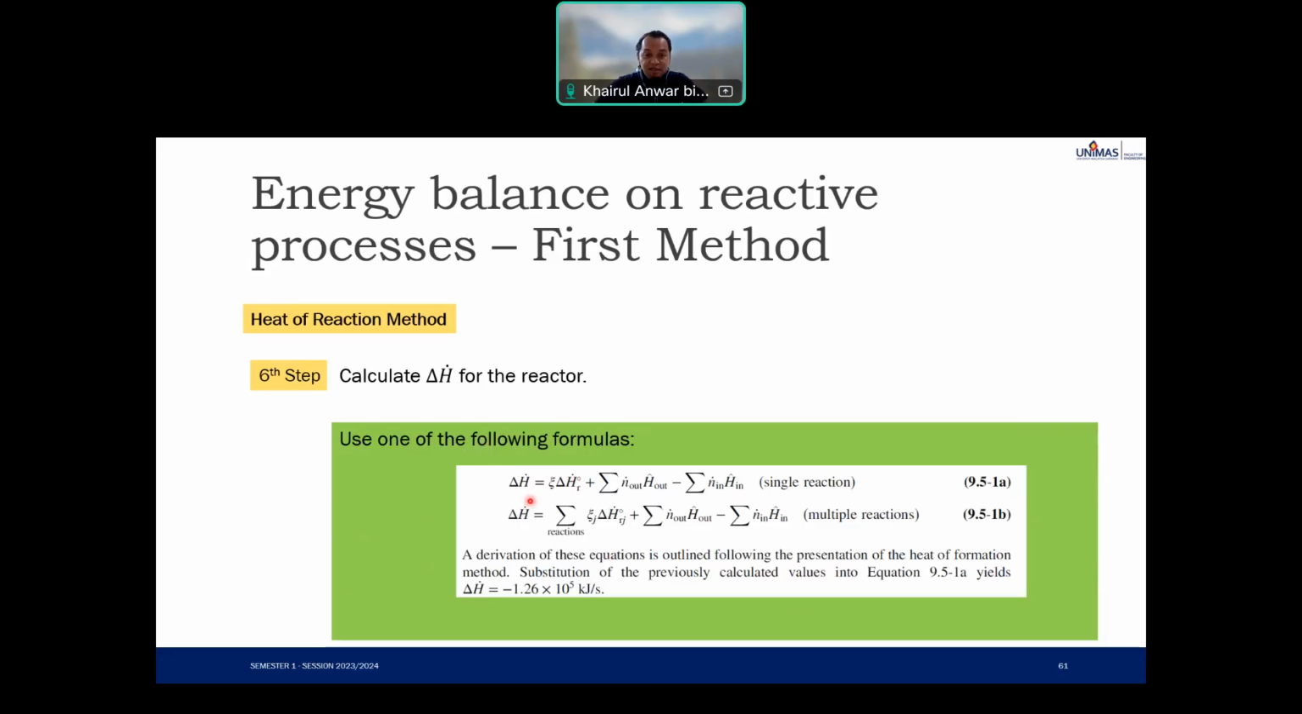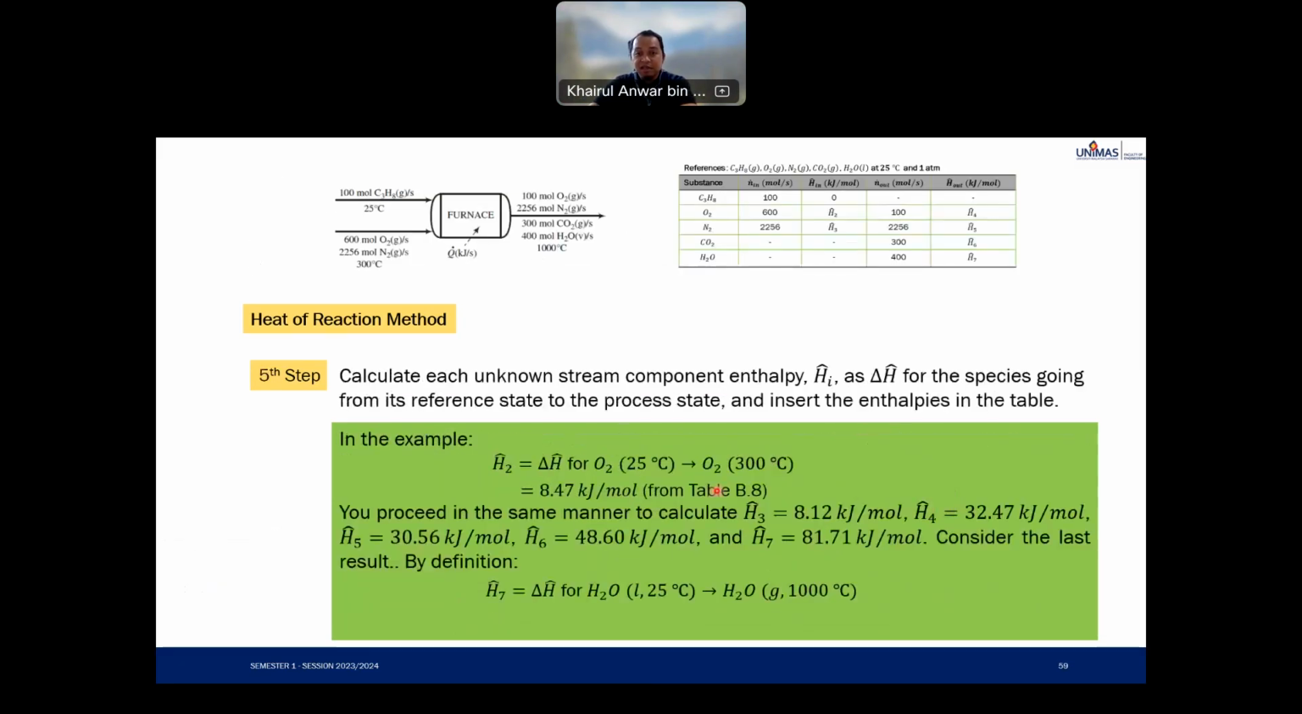Calculate the delta H. Delta H, extent of reaction. This is delta HR. Delta HR is given. That's why you choose the heat of reaction method, because delta HR is given. For extent of reaction, you need to calculate the extent of reaction. And this one is n out, H out, and n in, H in. This one refers to the table, this table.